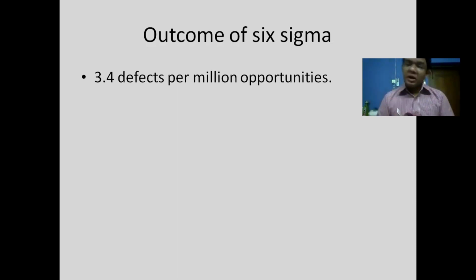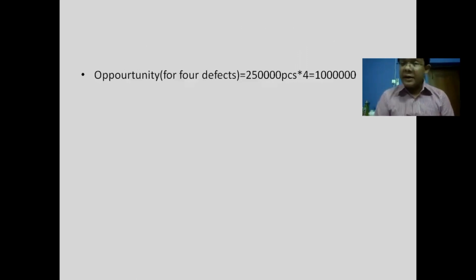Think of a pen, there may be 4 types of defects. One defect is in the cap, one defect is in the nib, one defect is in the body, and one defect is in the ink. So 4 types of defects. So if any pen factory produces 250,000 pens, and with these 4 types of defects, there are 1 million possibilities of defects. Each possibility of defect is one opportunity. So if any pen factory embraced the Six Sigma process, it will produce only 3.4 defects per million opportunities.